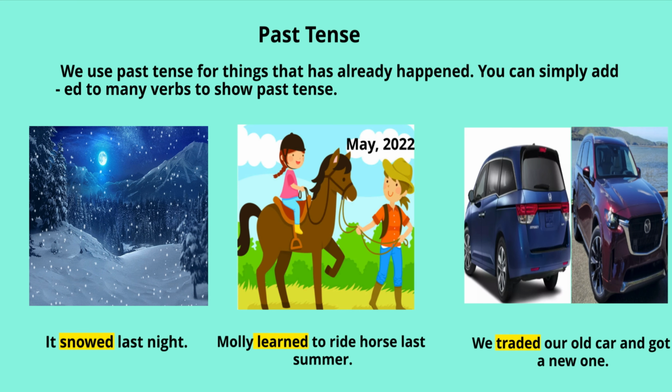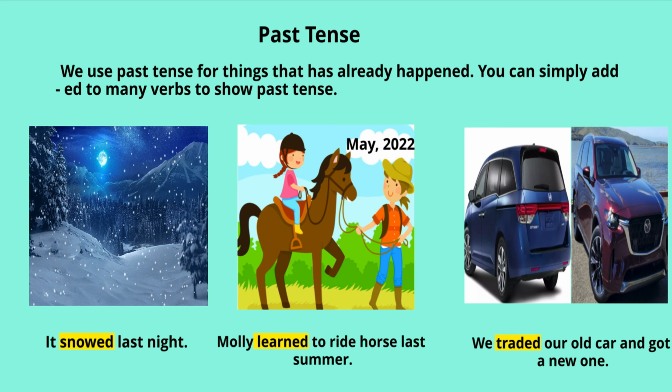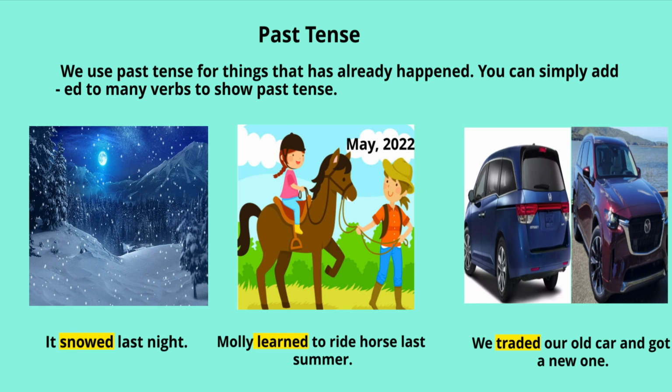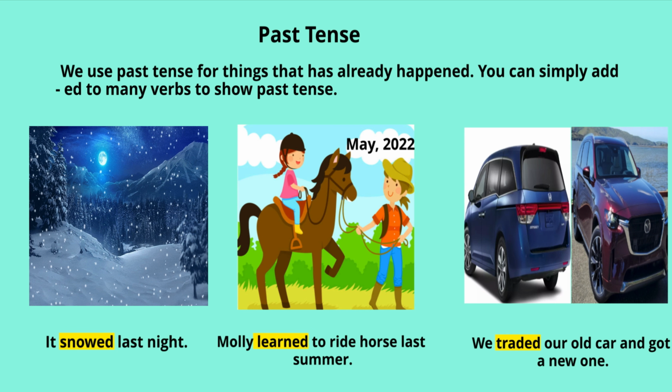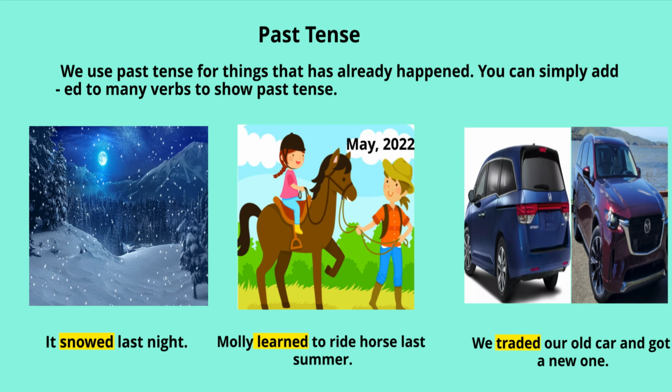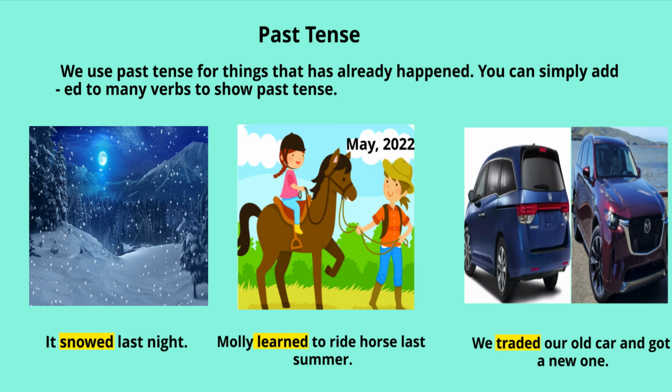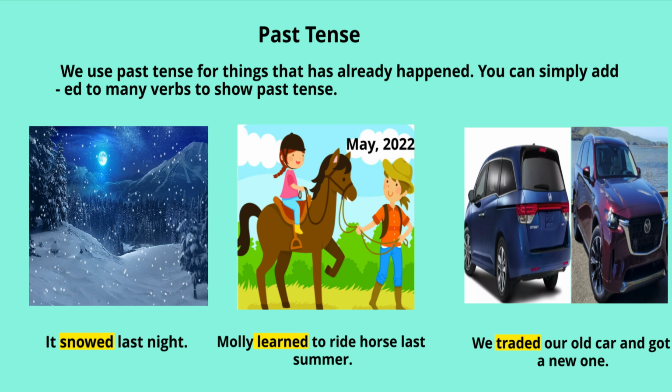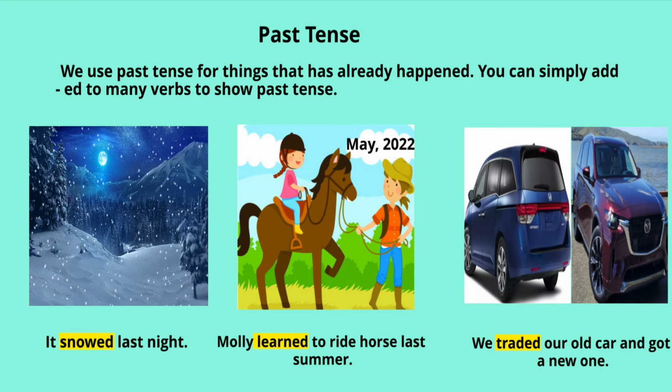The next one is past tense. We use past tense for things that have already happened. You can simply add ed to many verbs to show past tense. But there are quite a few exceptions as well, and we're going to talk about the irregular verbs in the next video.